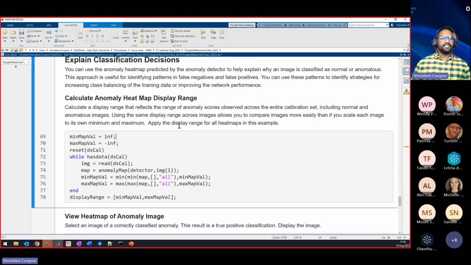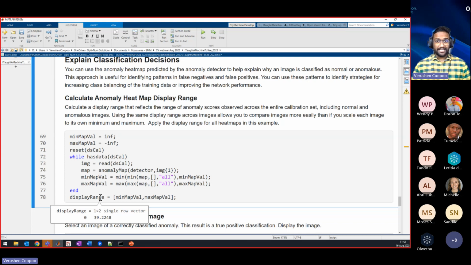The first thing we need to do is to calculate an anomaly heat map range. And I'll cut to the chase. You'll notice that this variable display range has two values, ranging from 0 to 39. This means that from our calibration dataset, which is supposed to represent the characteristics of our entire dataset, the absolute lowest value we got was 0, and the highest value we got was 39. This makes sure that the way we represent the heat maps between normal and abnormal images is consistent. It ensures that we have a standard base to compare all of our results towards.